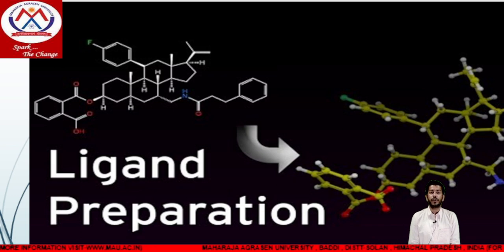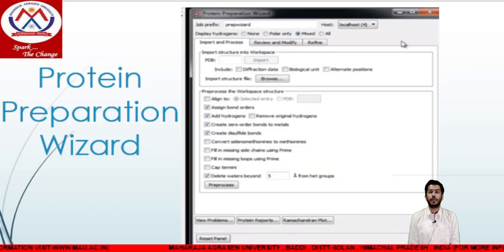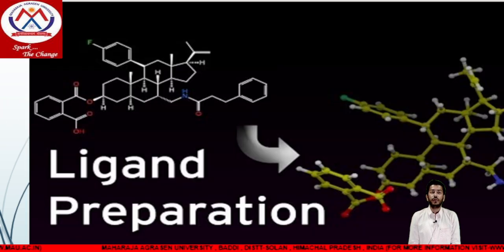In the ligand preparation, this kind of ligand preparation wizard comes up. Firstly we will prepare the ligands. We will prepare the structure with the help of various software like ChemDraw and PubMed. ChemDraw is a software which is used to prepare the structures. By using ChemDraw, we will make the structure and prepare our ligand.